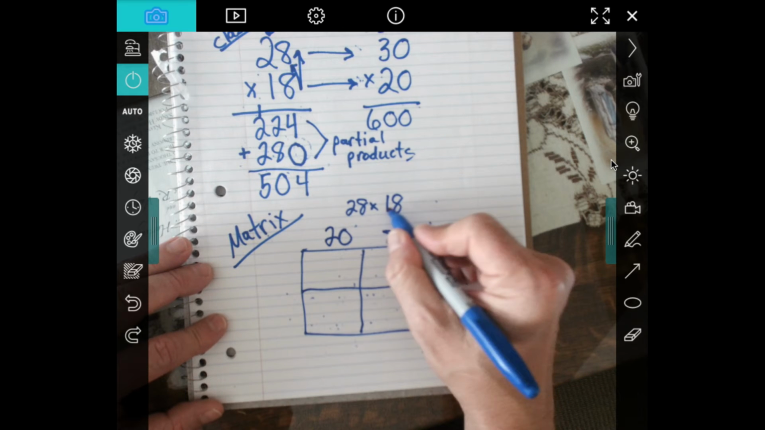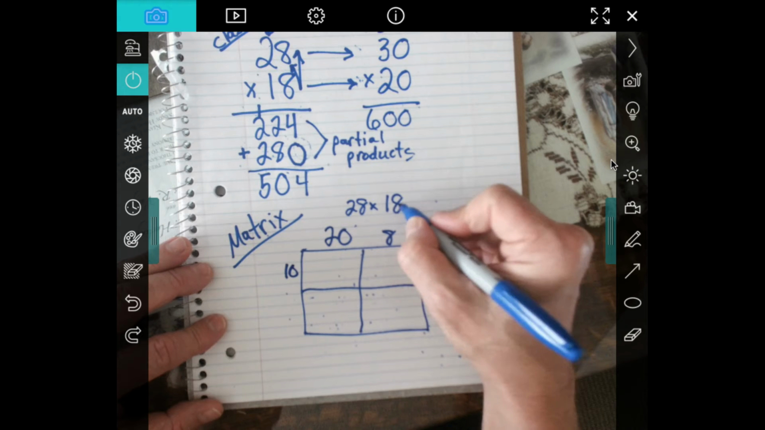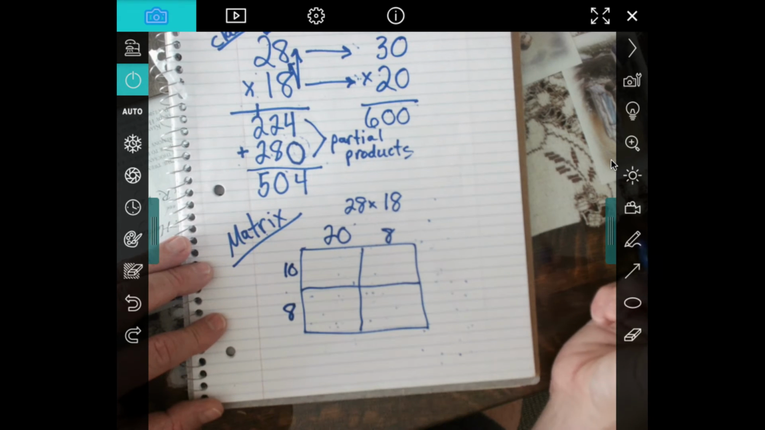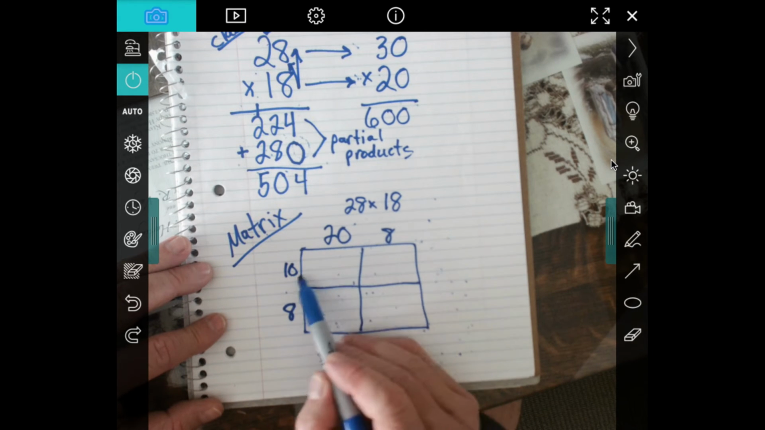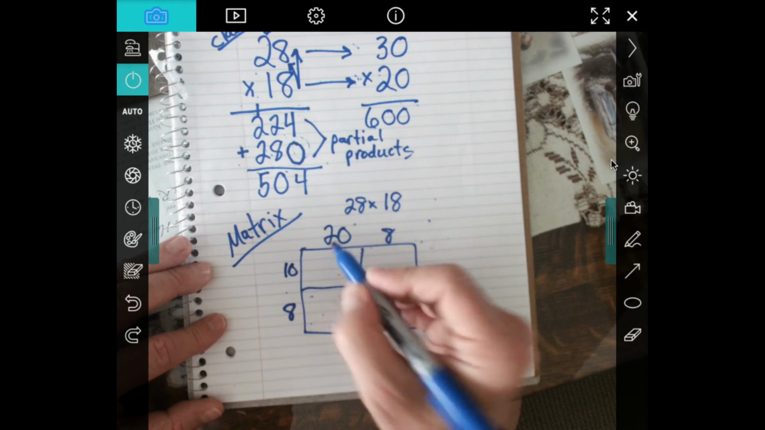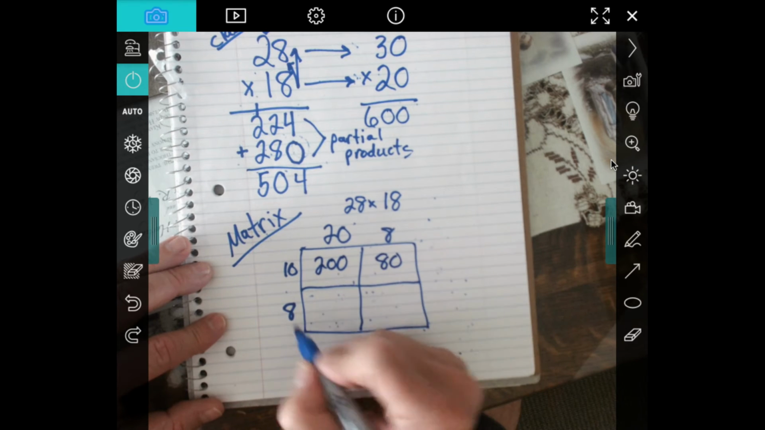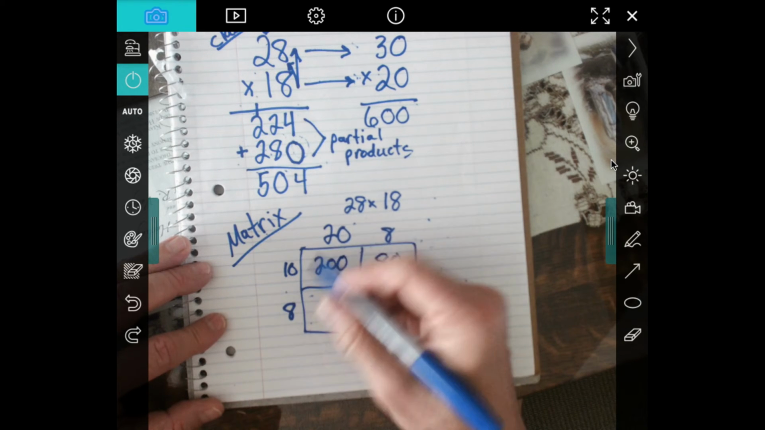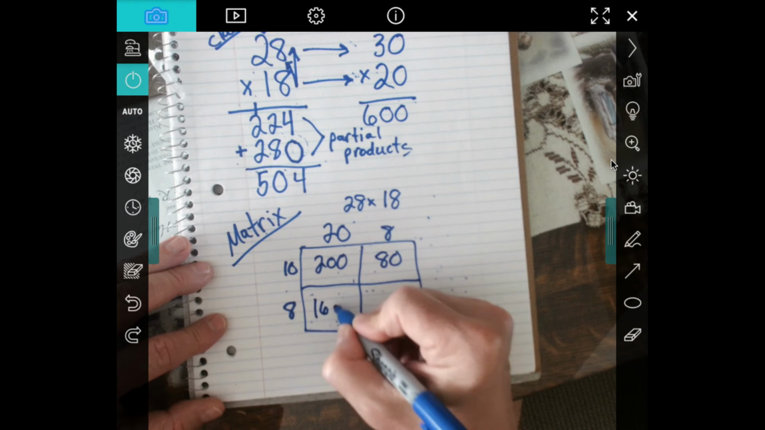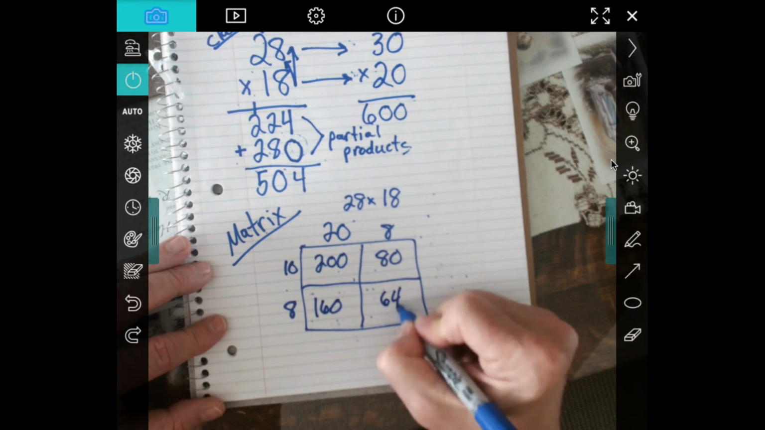The 18, we break it into its values. The 1 represents a 10, and the 8 represents an 8. And then what we do is we multiply across. So let's go 10 times 20 is 200. 10 times 8 is 80. 8 times 20 is 2 times 8 is 16 with a 0 on the end. And then 8 times 8 is 64.